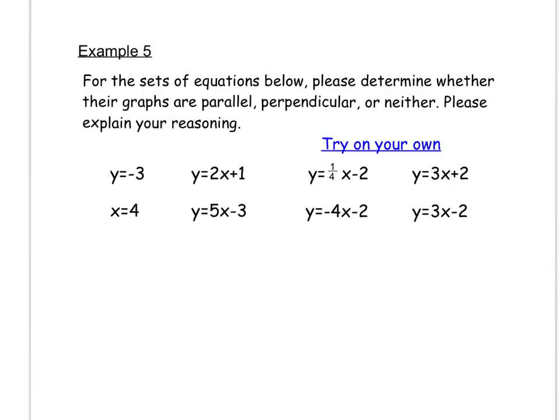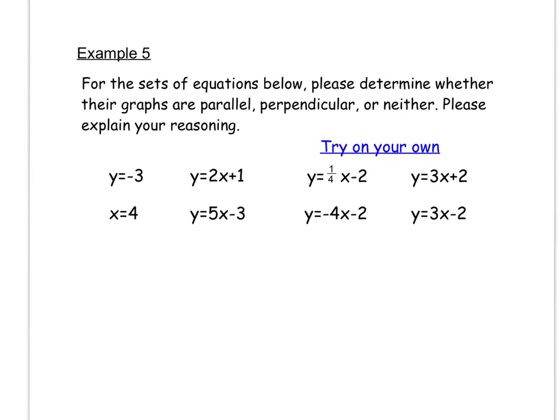Alright, this one is pretty easy. I'm going to do my explaining out loud, so please listen. So we have to decide if they're parallel, perpendicular, or neither. Well, y equals negative 3 and x equals 4. From earlier in the unit, we learned that a vertical line is the x equals, and the horizontal line is the y equals. And so vertical lines and horizontal lines, of course, make a perpendicular. So these are perpendicular.